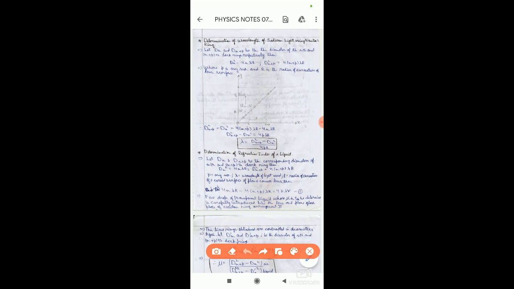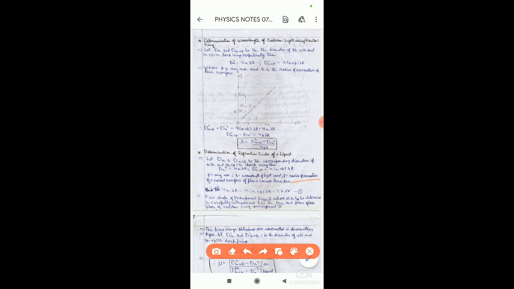Now, determination of the refractive index of a liquid by using Newton's experiment. Now let D_n and D_(n+p) be the corresponding diameters of the nth and (n+p)th dark rings. Then D_n² = 4nλR and D²_(n+p) = 4(n+p)λR. p is any number, λ is the wavelength of light used, and R is the radius of curvature of the curved surface of the plano-convex lens. Then D²_(n+p) minus D_n² = 4(n+p)λR minus 4nλR, where we get 4pλR.